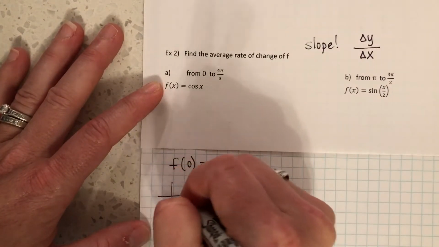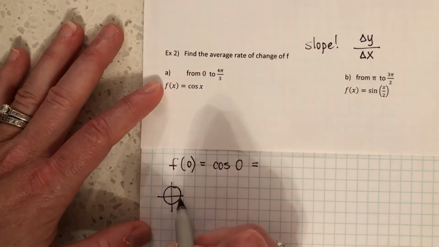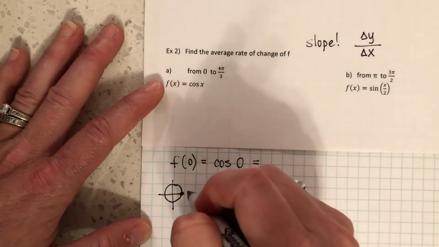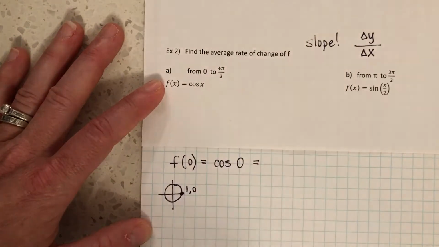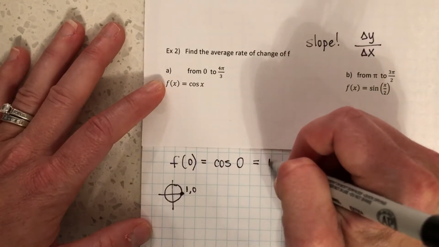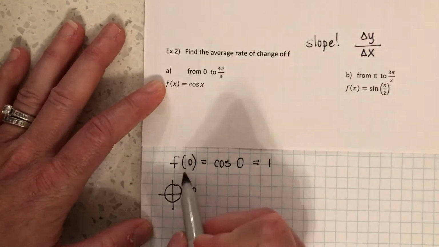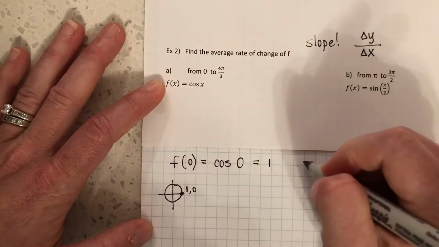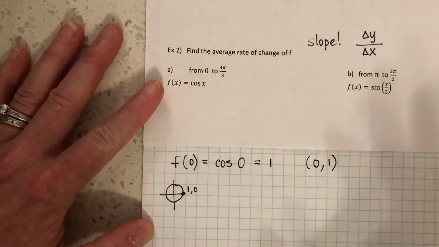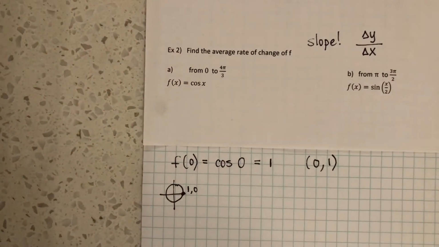Well, picture your unit circle, right? 0 radians is right here. What ordered pair was that on your unit circle? That was the point (1, 0), 1 to the right. The cosine at 0 radians is the x-coordinate, which is 1. So the cosine of 0 is 1. So that means when 0 went in, 1 came out. You have just created the ordered pair (0, 1). All right, hold on to it. Now we're going to use it when we go to find slope in a minute.